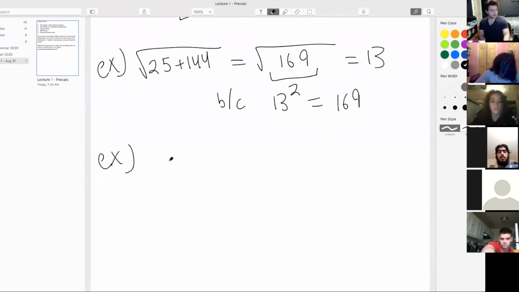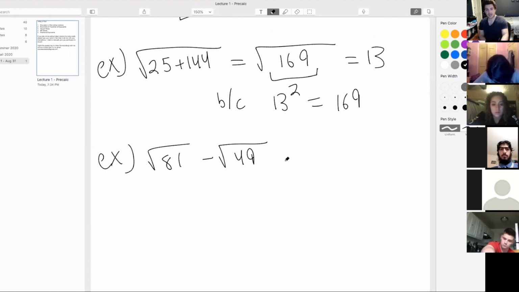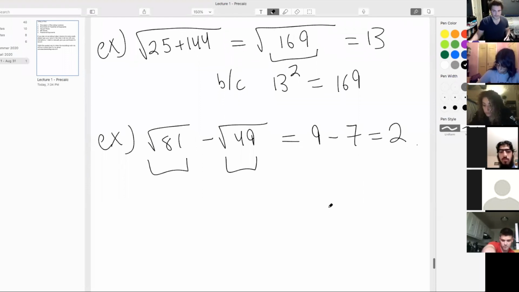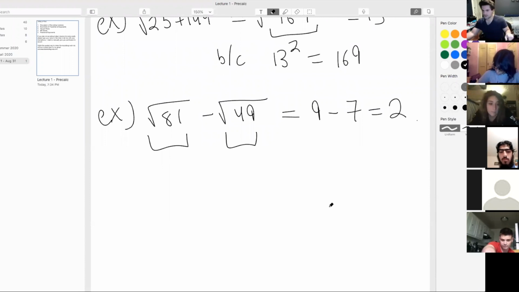Last example: square root of 81 minus square root of 49. The square root of 81 is 9, and the square root of 49 is 7. I hope that's okay. And that is just going to be 2. Any questions, please let me know.